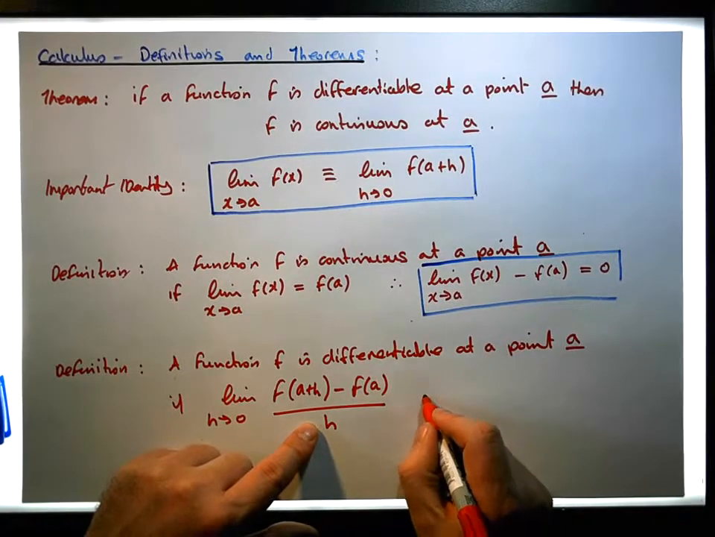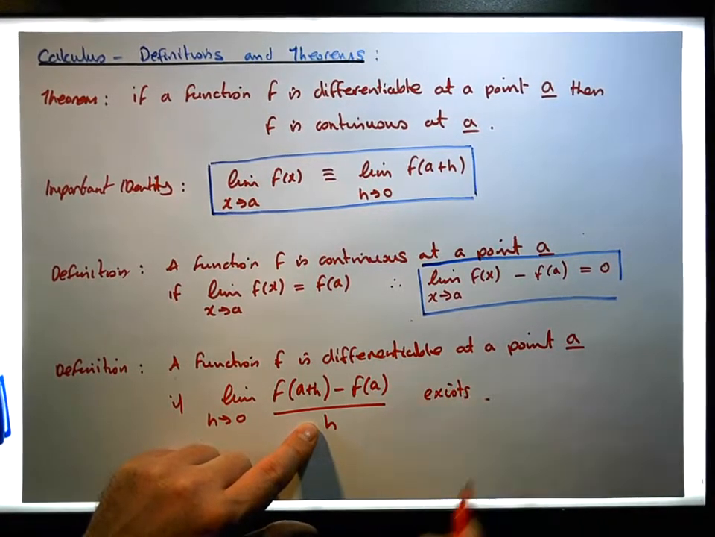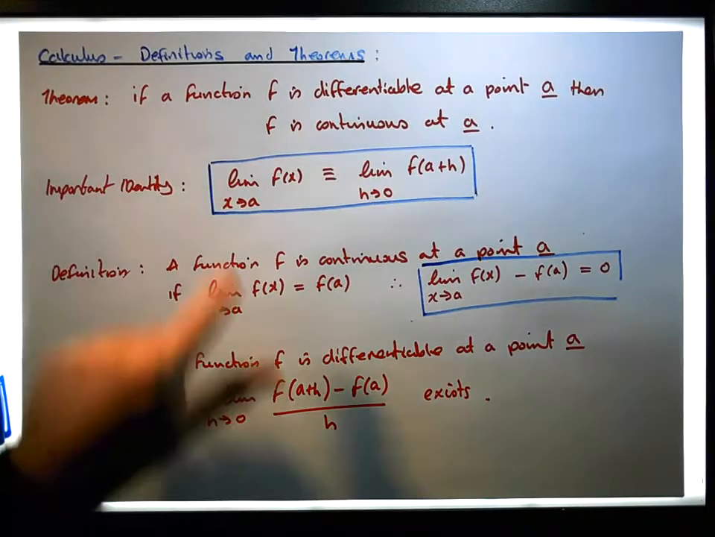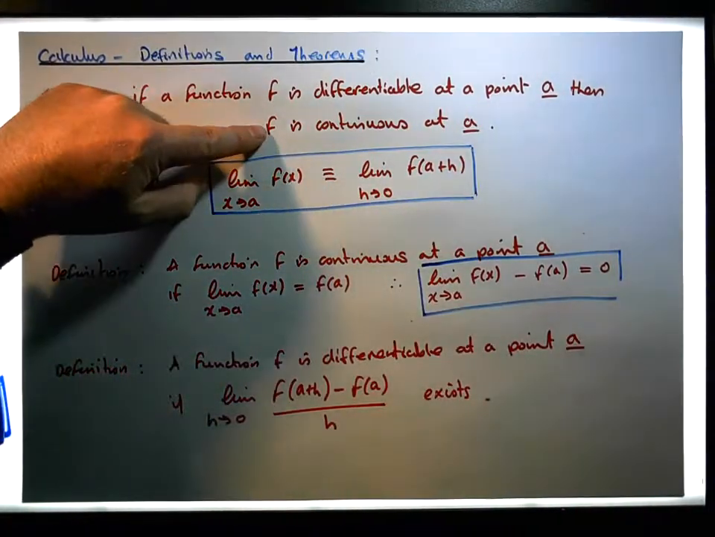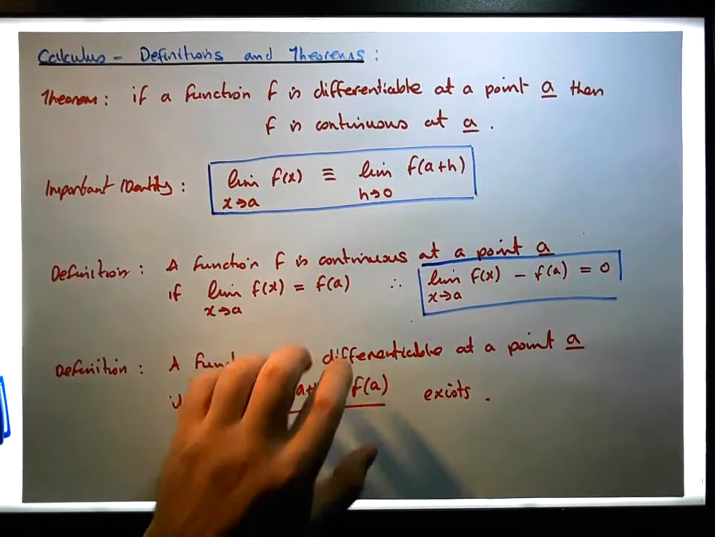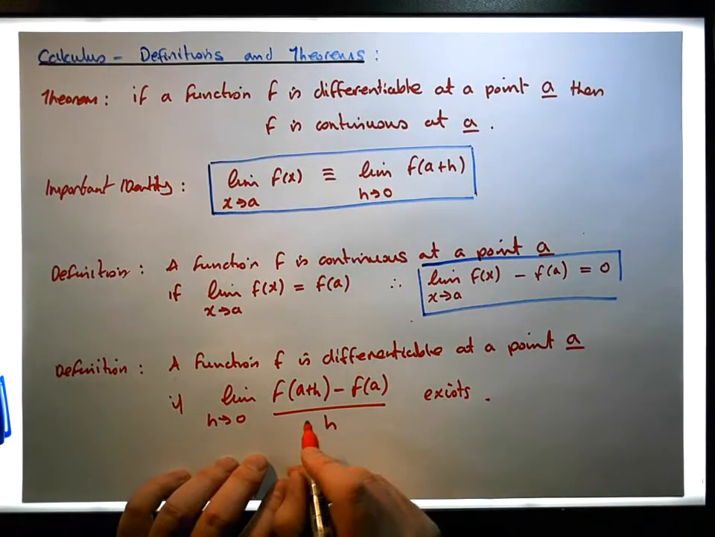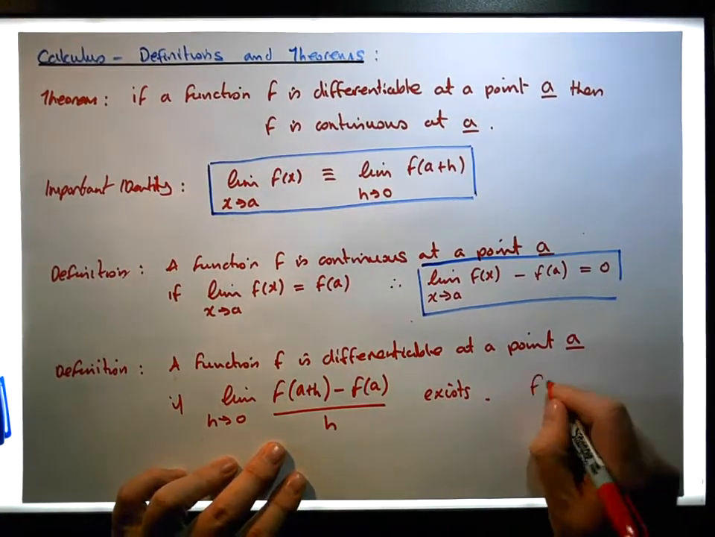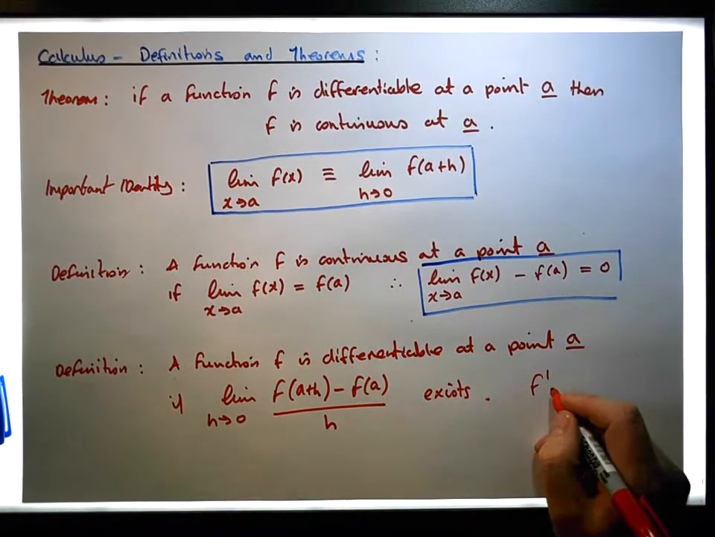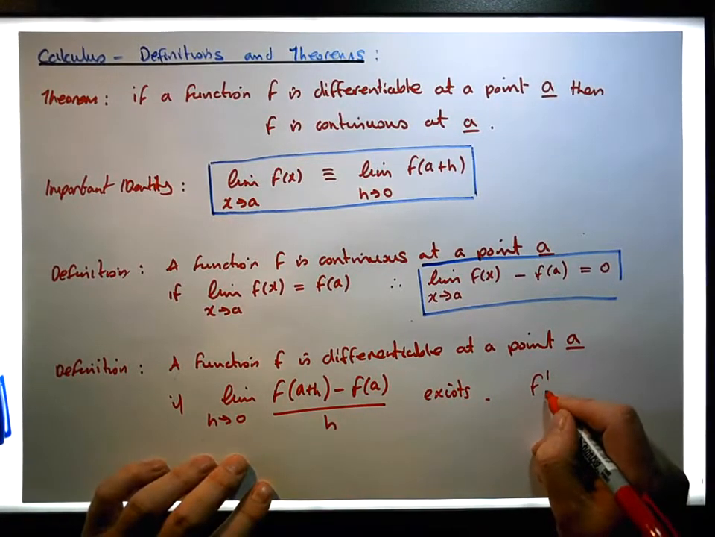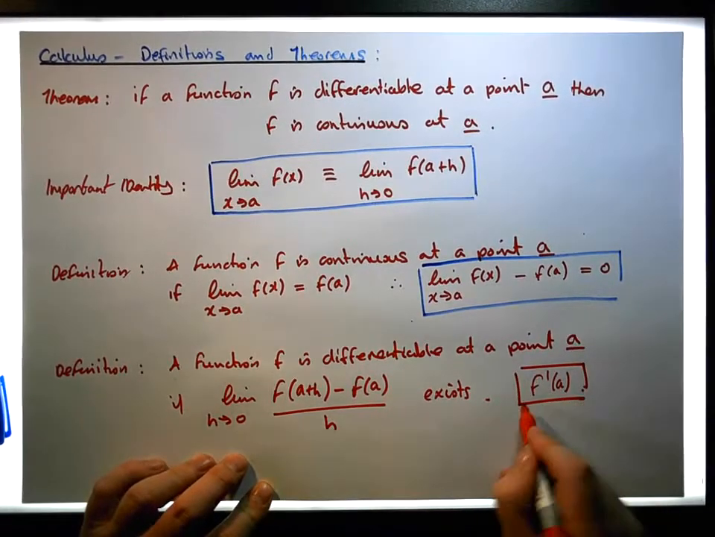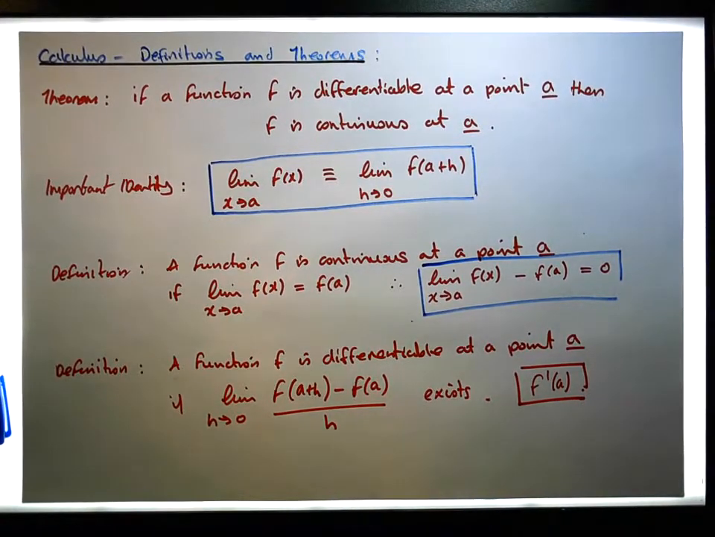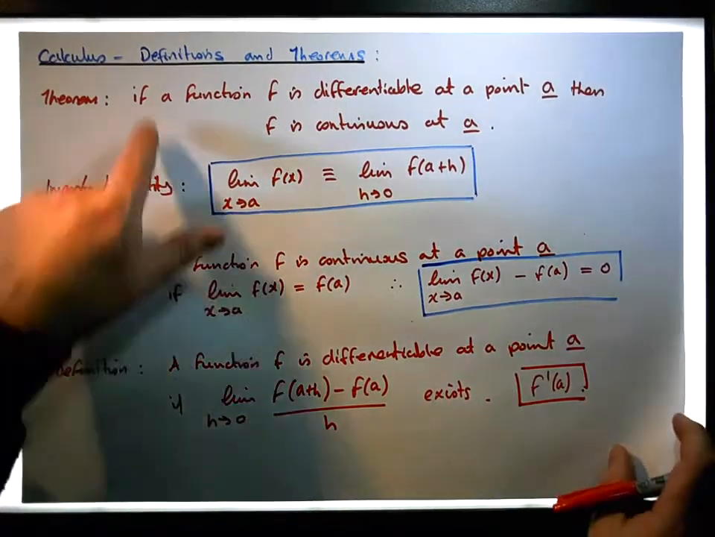So if this exists, and we're going to assume this exists because we're assuming that the function is differentiable at a, and then what we want to show is that it's continuous. If this exists, then we're going to label this limit as f prime of a, because it does exist. So let's just call it f prime of a. Okay, so now let's get started.